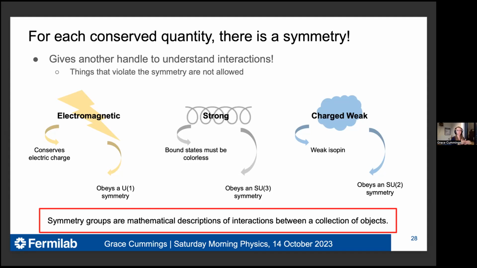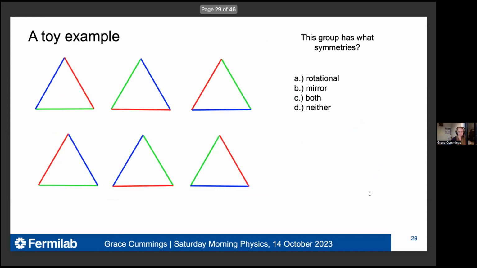So basically, symmetry groups are mathematical descriptions of interactions between collections of objects. The way that you want to think about an interaction is like you have an electron in some state, it goes into an electron in another state. The way that transition happens is through some sort of mathematical exchange. If you're going to model it in the standard model to make a prediction, it has to follow these symmetry interactions.